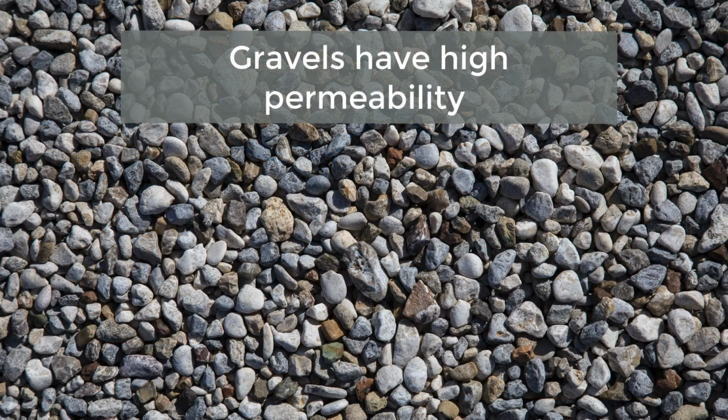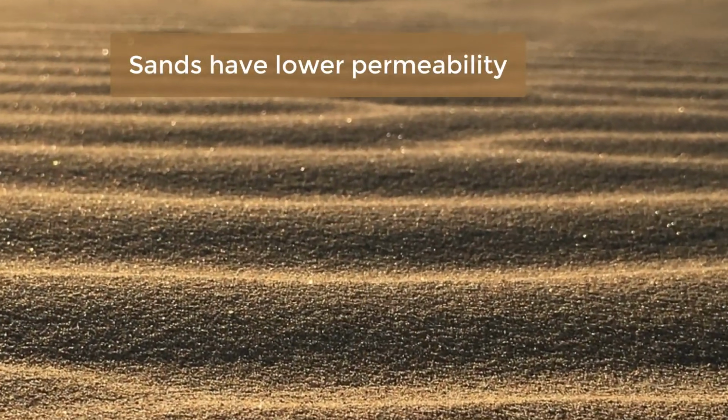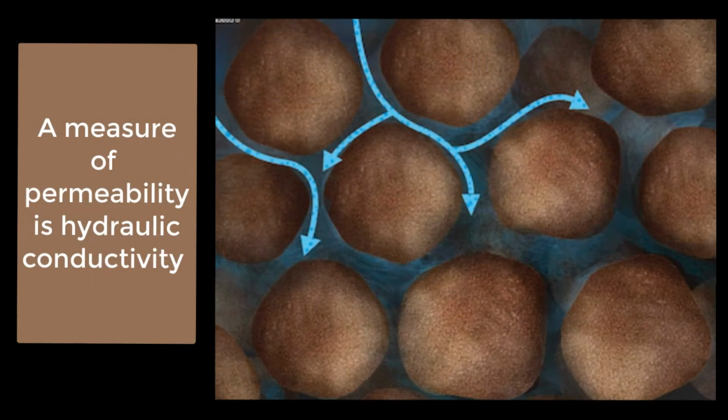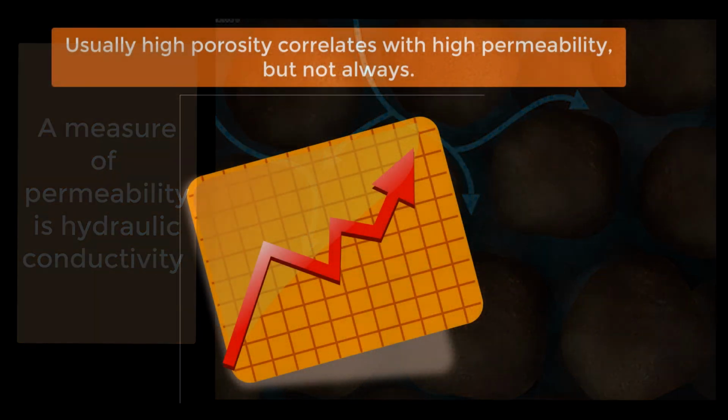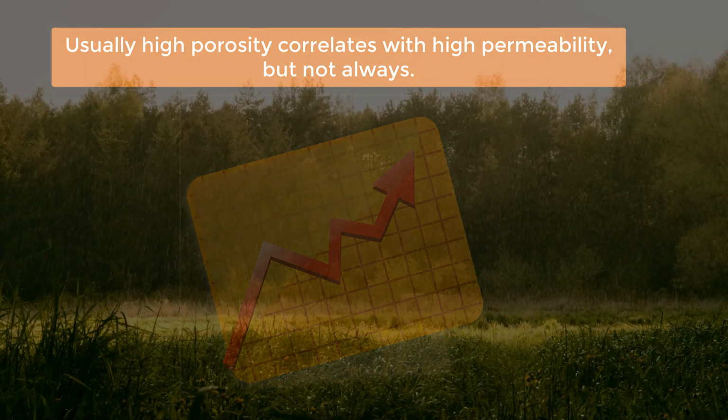So connections between the pore spaces are wider in coarse grain materials such as gravel than in fine grain materials such as sand. Another more technical word for this is hydraulic conductivity, which is just a measure of how easily water can pass through rock or soil. In general, porosity and permeability go hand in hand, but not always. There are some unusual circumstances where you can have high porosity, but not necessarily high permeability.